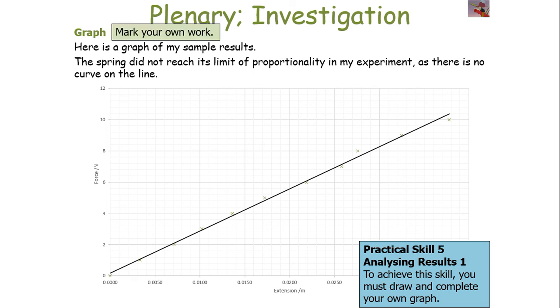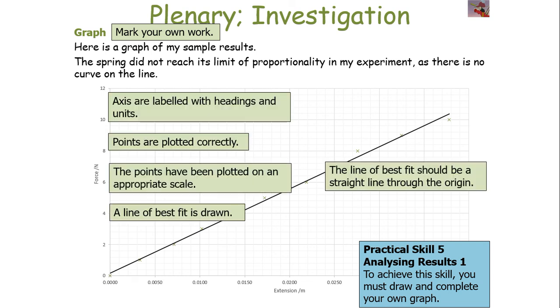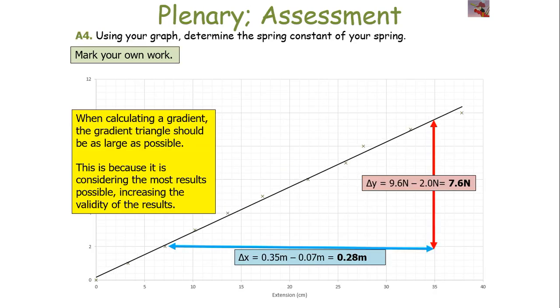Again, a few things. Firstly, in my results, the spring didn't reach the limit of proportionality as there's no curve. It's a straight line through the origin. Now again, for best practice for a graph, you label your axes with headings and units, your points are plotted correctly on an appropriate scale, a line of best fit is drawn, which in theory should be a straight line through the origin, and then to determine your spring constant, you should draw a gradient triangle as large as possible because you're considering the most results, so it increases the validity.